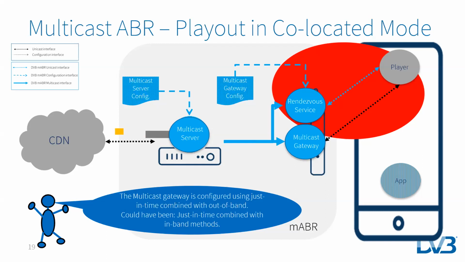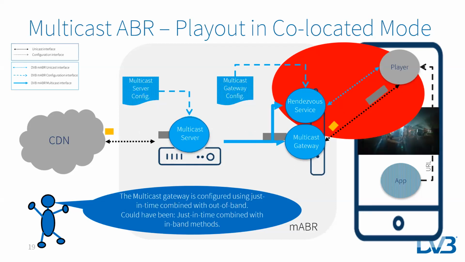So let's run the animation. The multicast server gets the video, sends it to the multicast gateway, and the player sends a request to the rendezvous service. The rendezvous service redirects the request, and the player can get the content from the multicast gateway. In this example, the rendezvous service is configured through an out-of-band method, but it could perfectly be configured through the other methods.